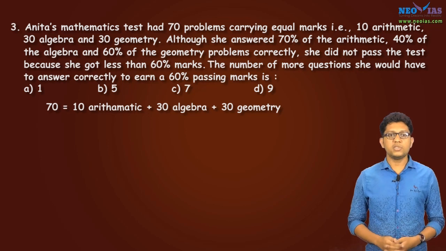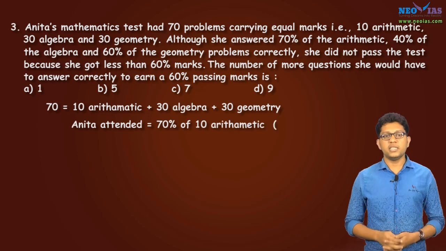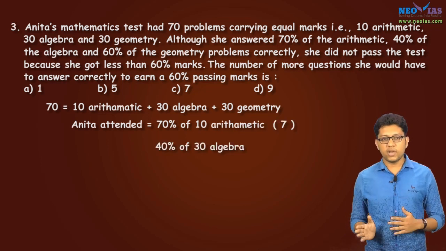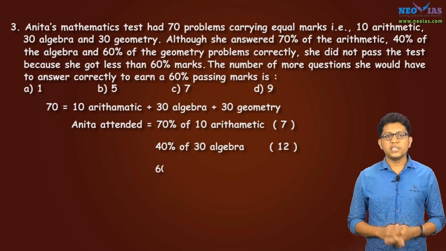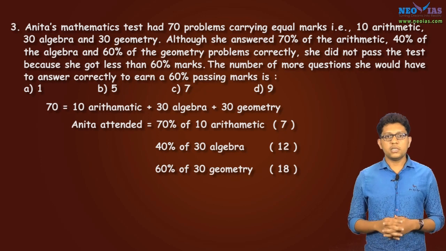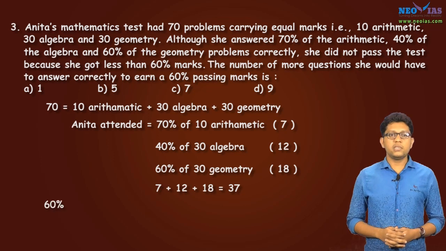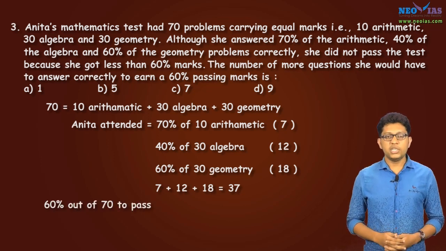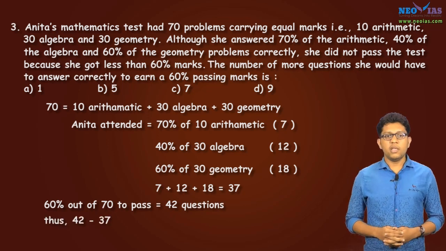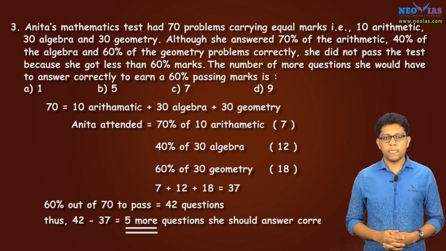First, we can calculate how many questions Anita has answered correctly in the test. She has answered 70% of arithmetic, that is 7 questions out of 10, 40% of algebra, that is 12 questions out of 30, and 60% of geometry, that is 18 questions out of 30. Thus, the total is 7 plus 12 plus 18, which is equal to 37. To get 60% out of 70 questions, she has to answer 42 questions. Thus, 42 minus 37 is equal to 5 questions more she would have to answer correctly to earn a 60% mark. So your answer will be B option from the given options.